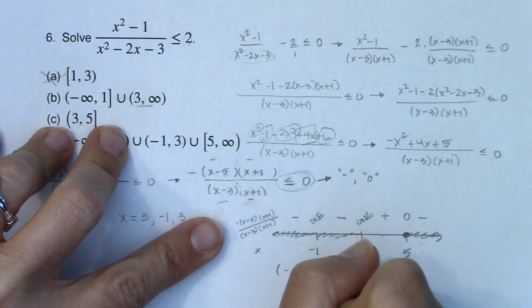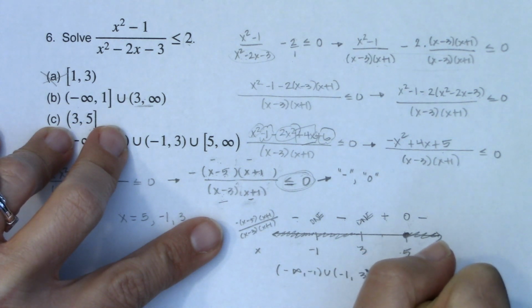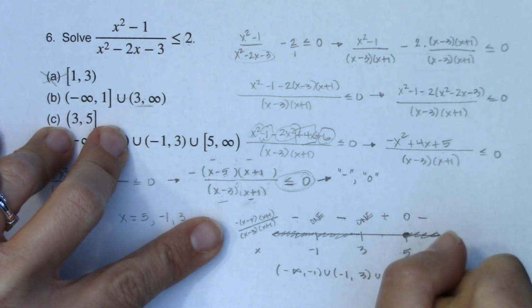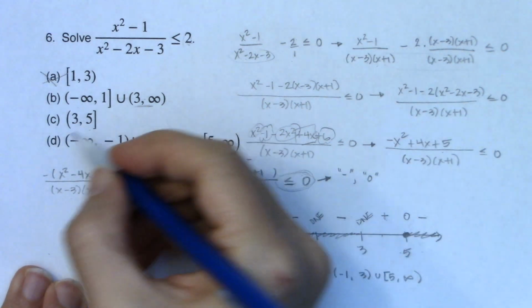So we're going to say negative infinity to negative 1. I can't include negative 1 because it's undefined. I can't include 3 because it's undefined. But I can include 5 because that's where it is equal to 0. And that is going to match D.